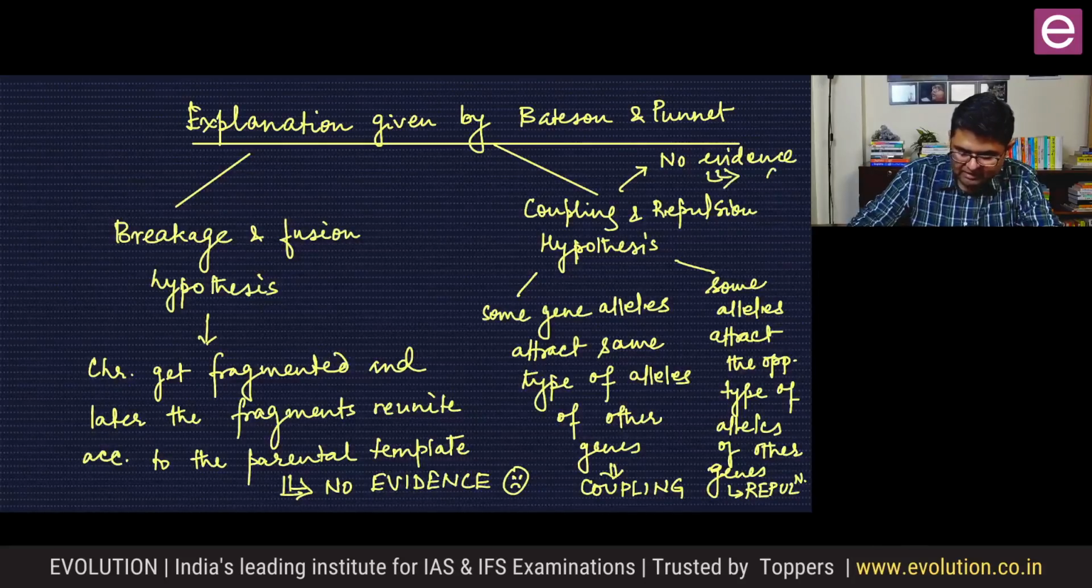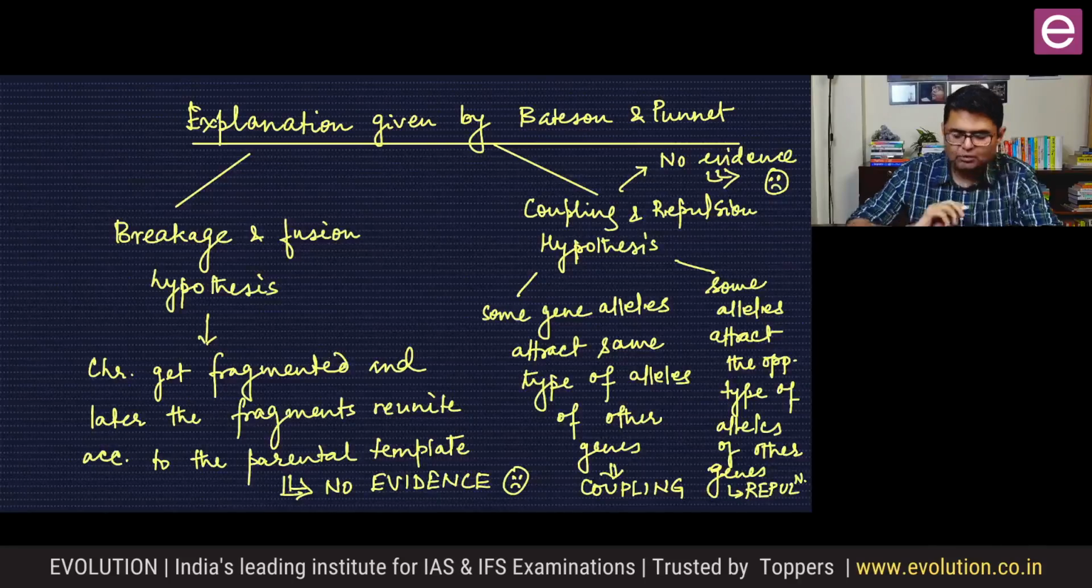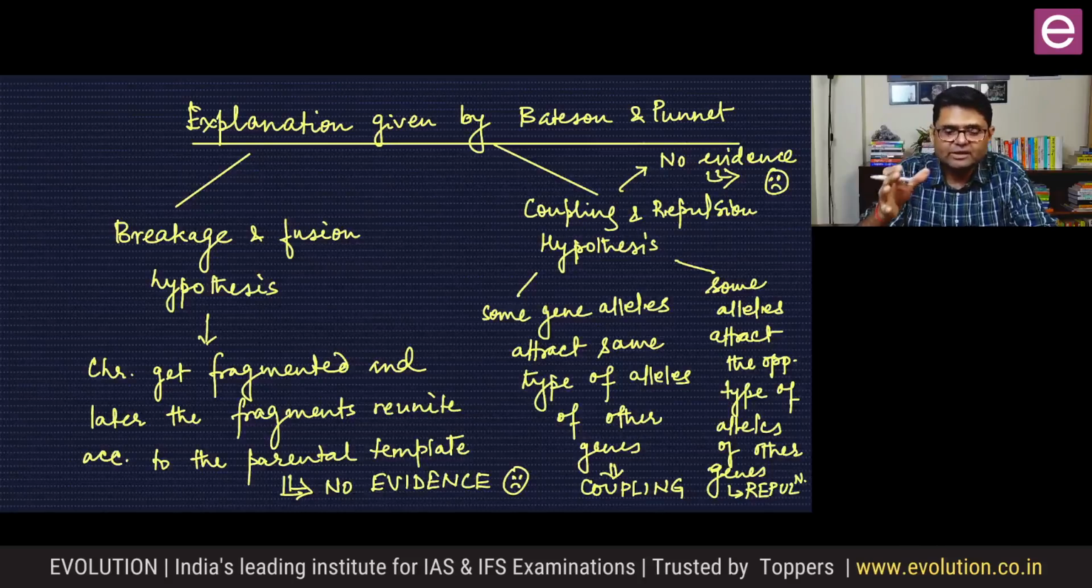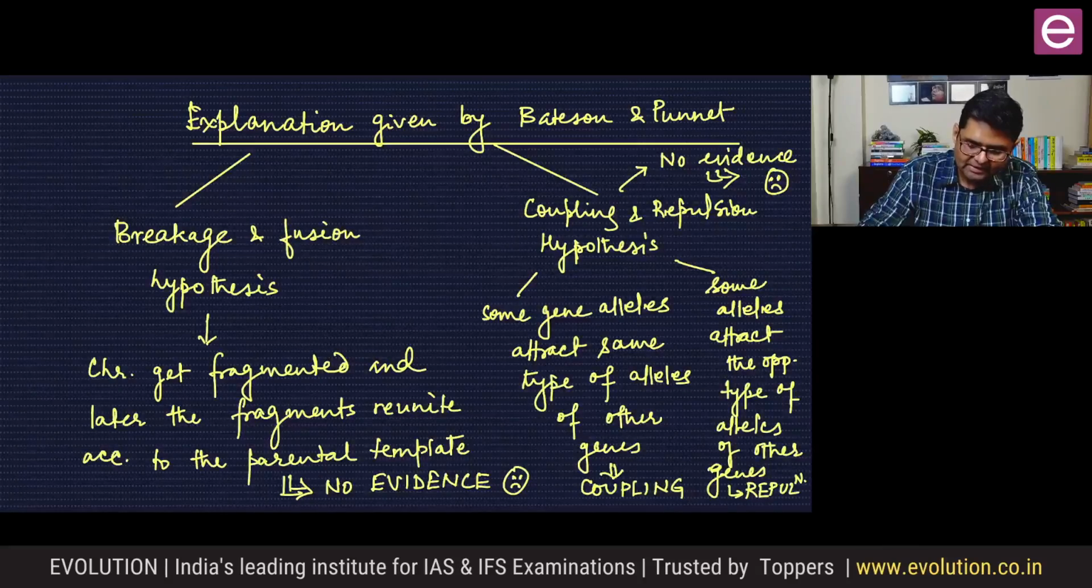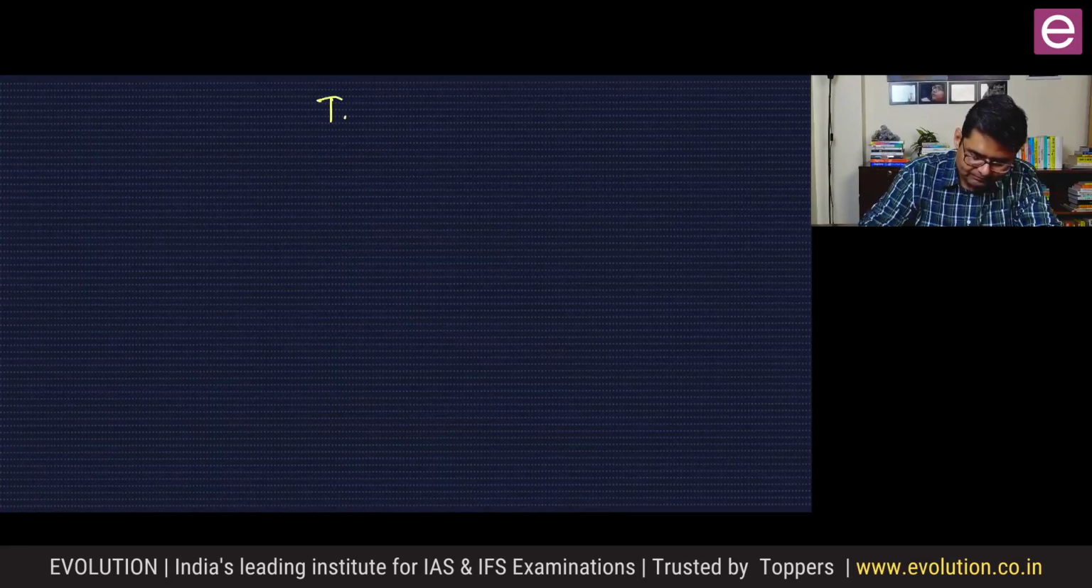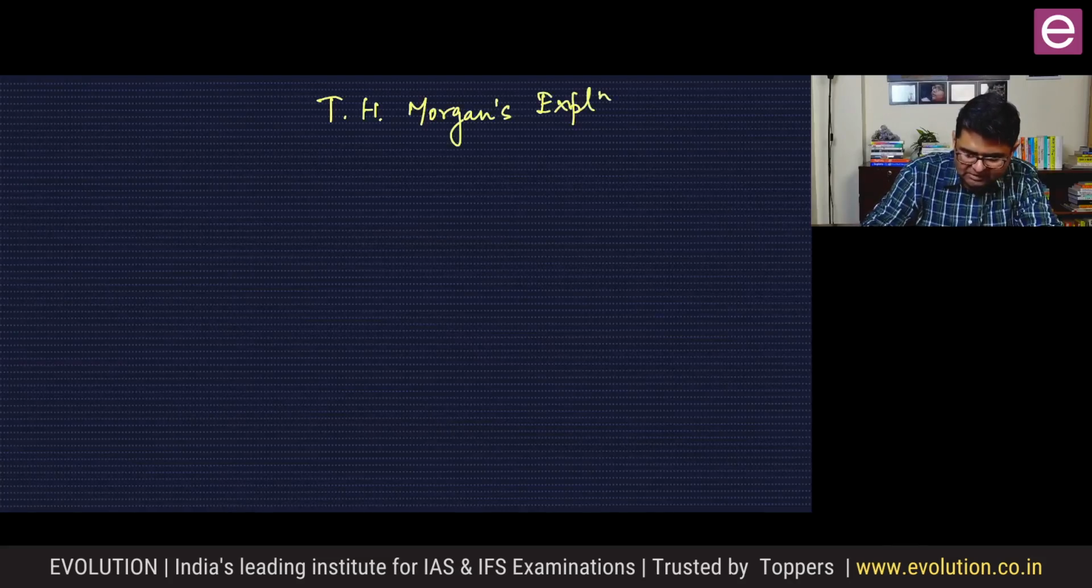Right. And because they could not explain it correctly, Bateson and Punnett are only credited with discovering the phenomenon of linkage, but not having explained it correctly. And then came T.H. Morgan's explanation. So what did T.H. Morgan explain? Simple.